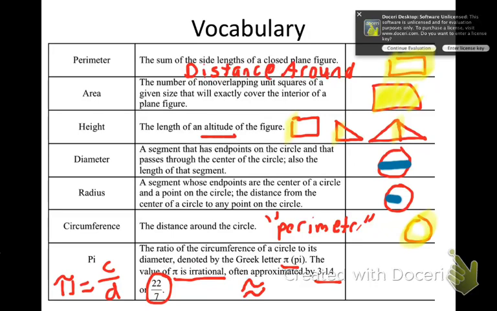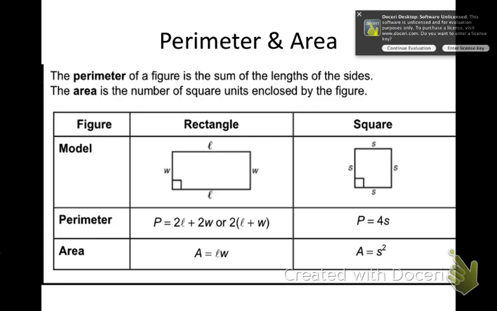All right, so here we go. We're going to start going into this. First, we're going to talk about perimeter and area of rectangles and squares. Okay, perimeter and area of rectangles and squares. Perimeter of a figure is the sum of the lengths of the sides. So again, adding up all four sides in a rectangle or square.